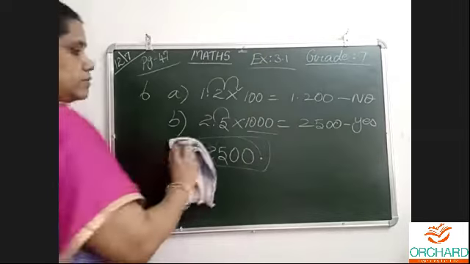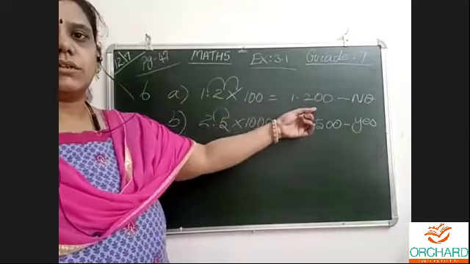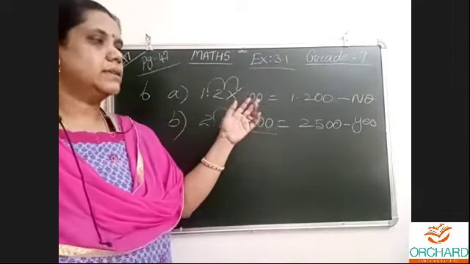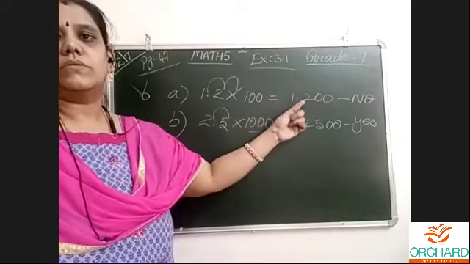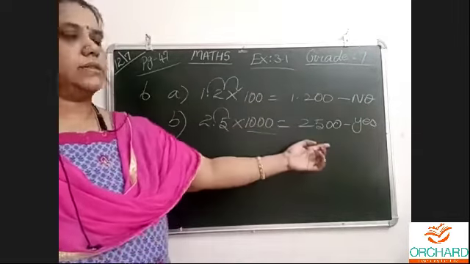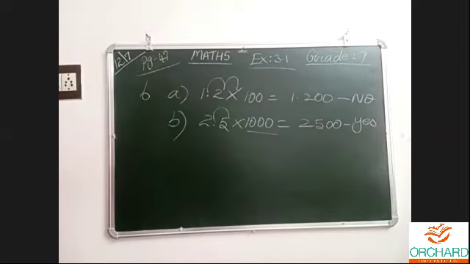That's all. So first thing is wrong. This answer is wrong because the decimal point has to move by 2 places. It has not moved at all. Here, these both are same actually. Here it is correct. Okay, question number 6 over.